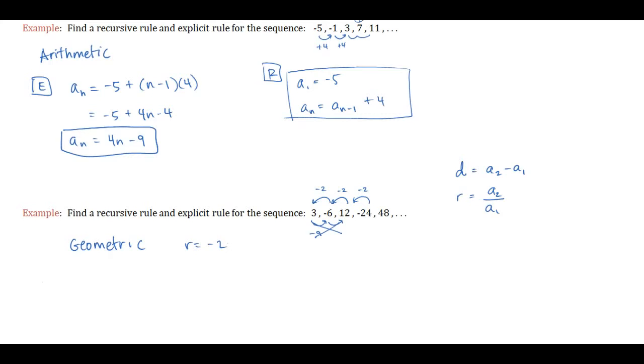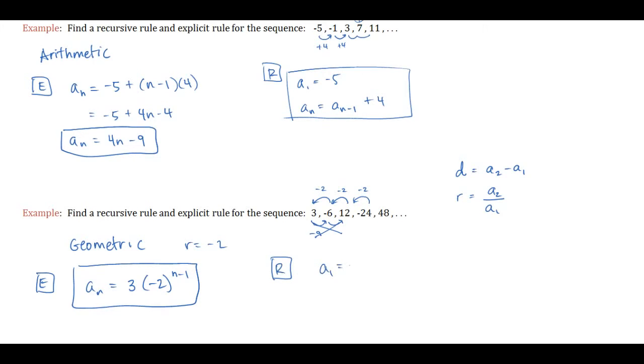All right, what's the explicit rule? An equals the first term, 3, times R, which is -2, to the n minus 1 power. There is your equation. Do not multiply the 3 and the 2 together because exponents come first. So be super careful.